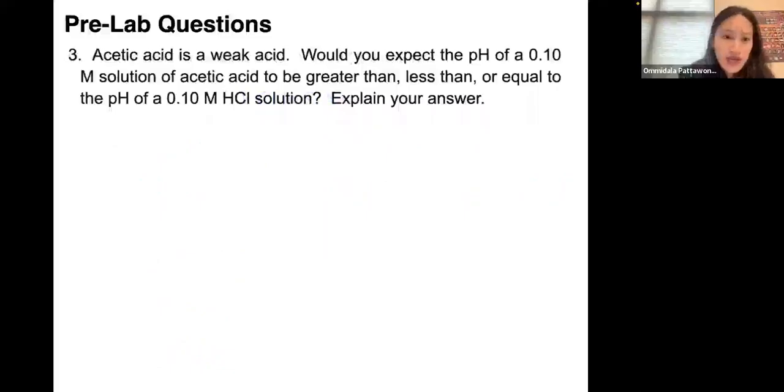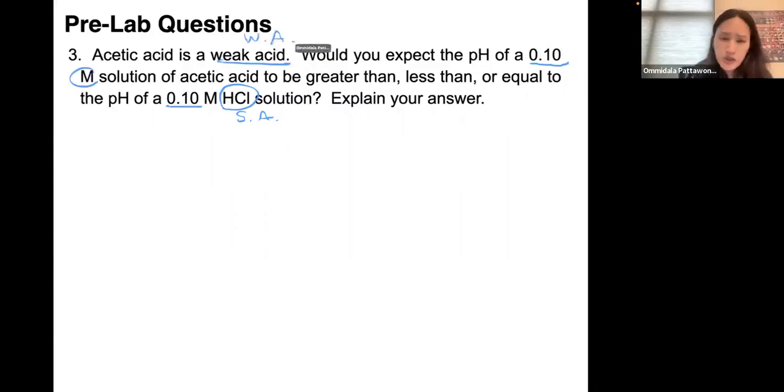So question number 3 gives us the weak acid, acetic acid. It wants to know whether the same concentration of acetic acid would yield the same pH, or a lower or higher pH, than the hydrochloric acid. You probably notice that this is 0.1 molar of strong acid, and this one is 0.1 molar of the weak acid.